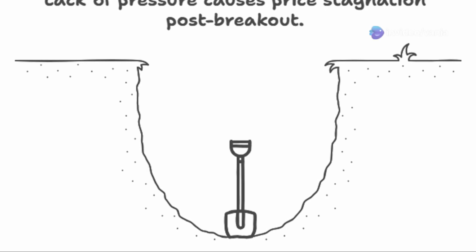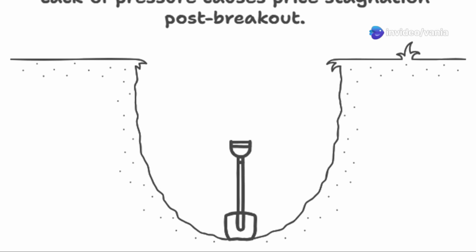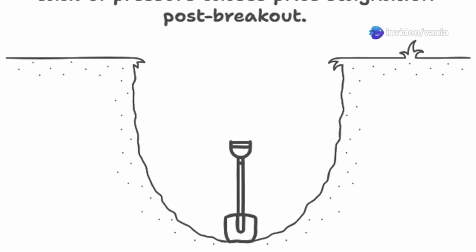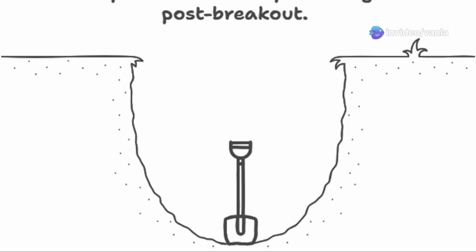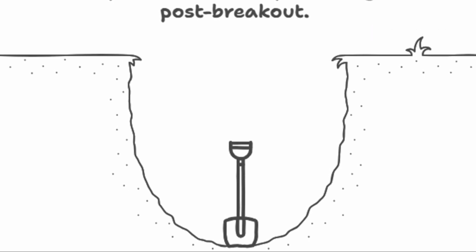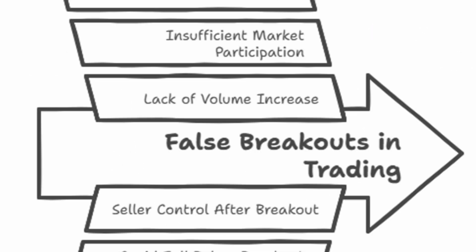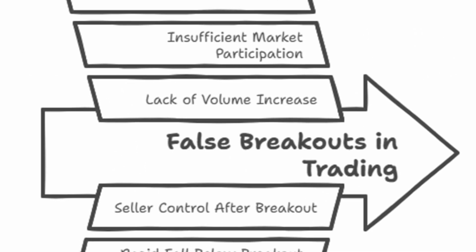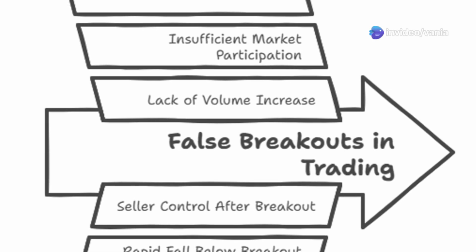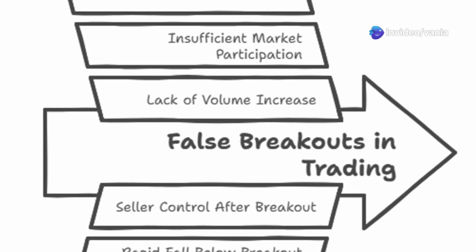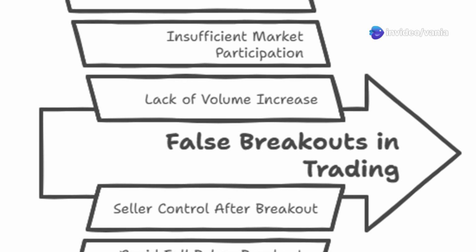Lack of follow-through. If the breakout occurs but the price fails to gain momentum or struggles to move significantly beyond the breakout level, it may indicate a lack of buying or selling pressure. Low trading volume. A strong breakout should be accompanied by an increase in volume. If the volume remains low after the breakout, the move is less likely to sustain.